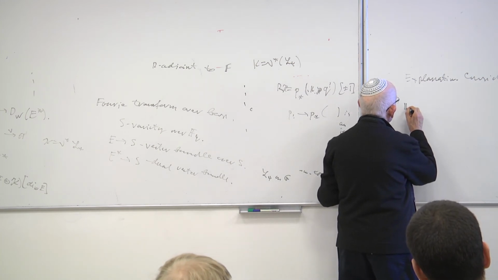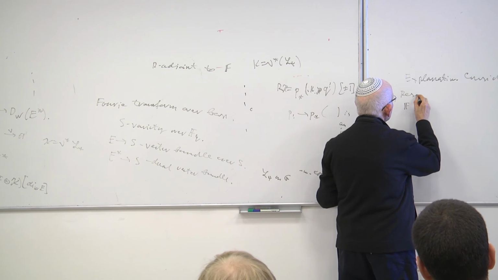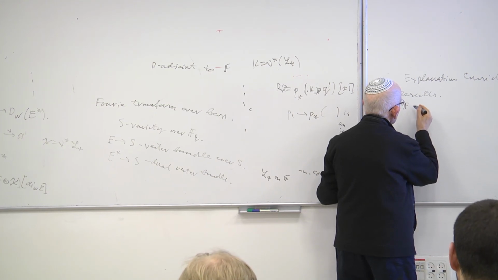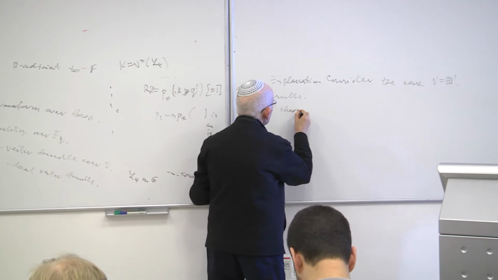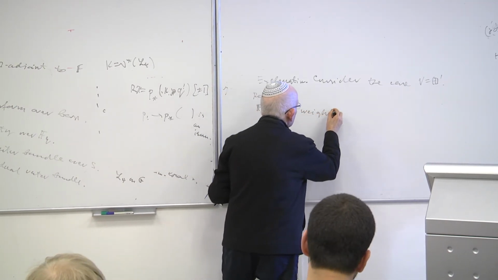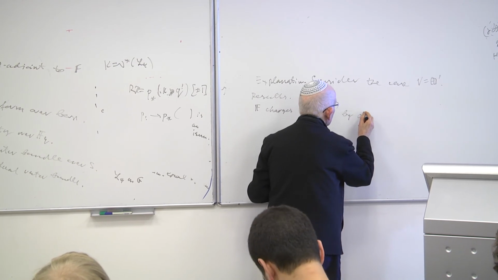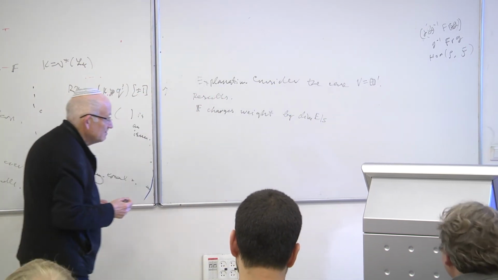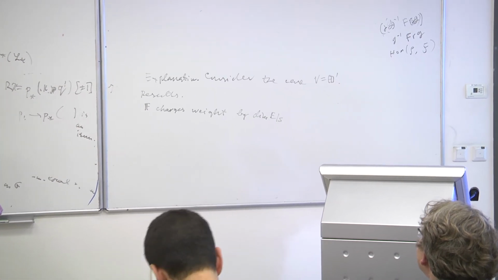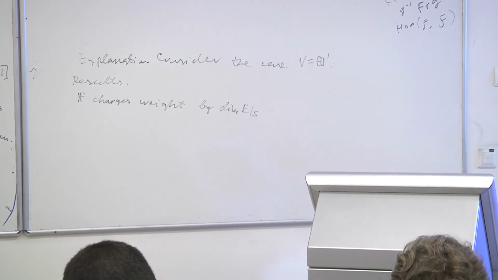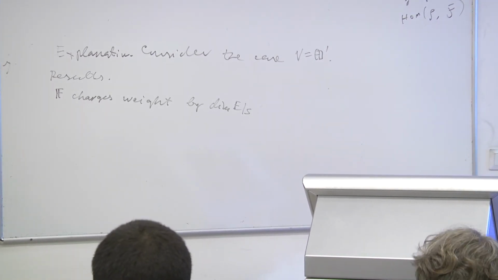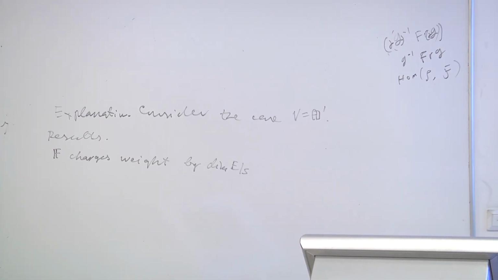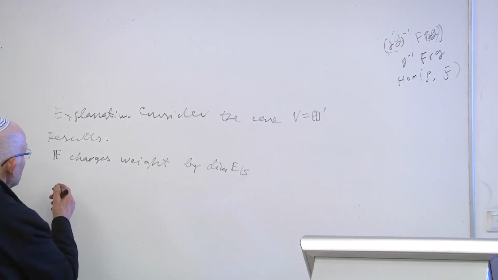First, results about Fourier transform. Fourier transform changes weight by dimension of E. So it means that it doesn't accept changing weight by the thing.